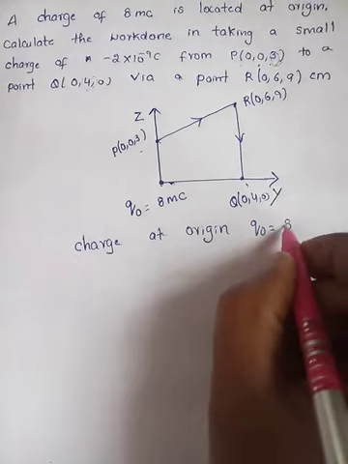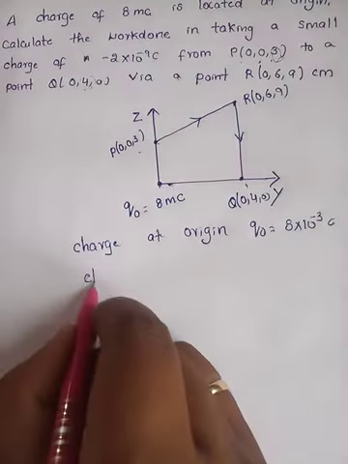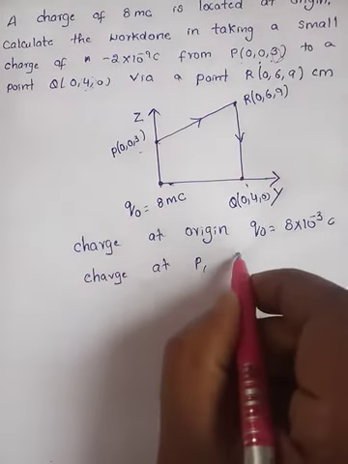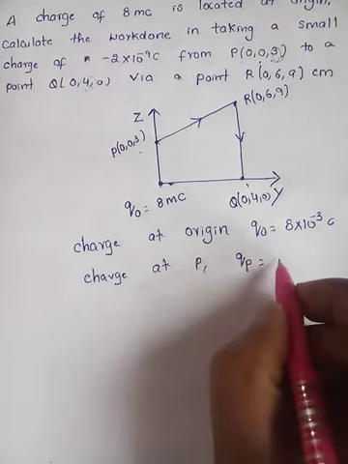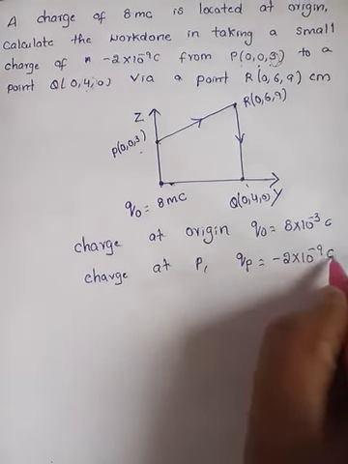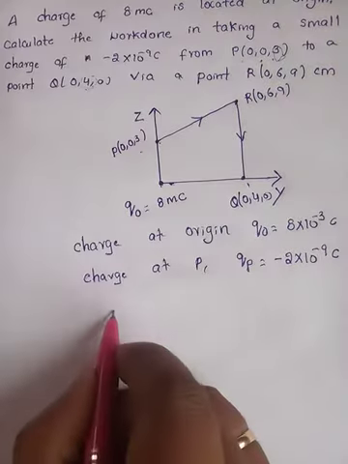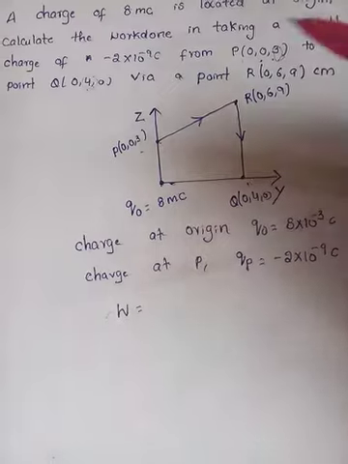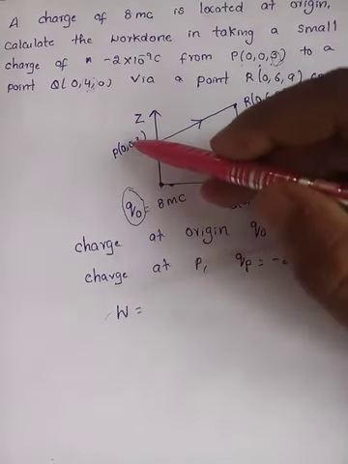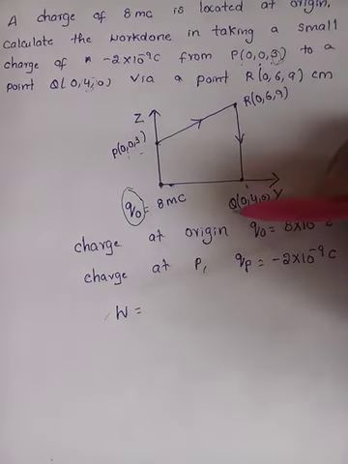Q naught is equal to 8 into 10 raised to minus 3 coulombs. The charge we are going to carry from one place to another is minus 2 into 10 raised to minus 9 coulombs. Now, what is the work done? There is a charge, and this charge exerts some potential. Due to the charge, there is a potential at P as well as at Q.